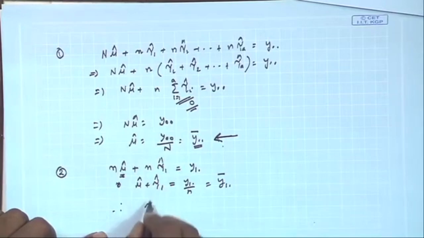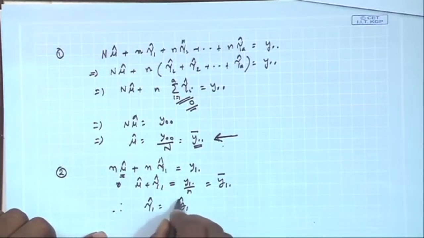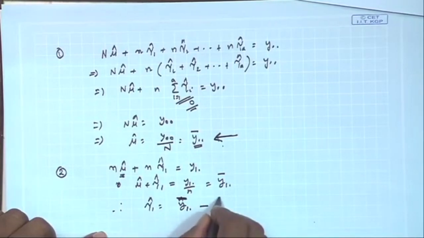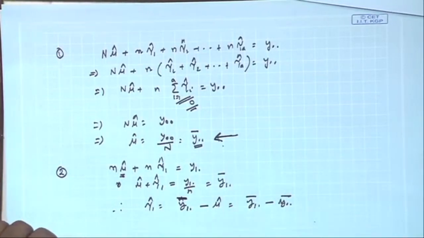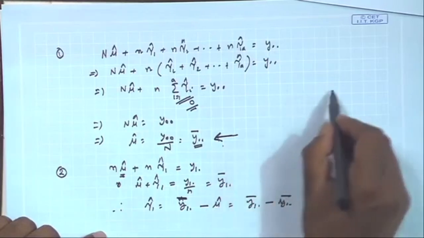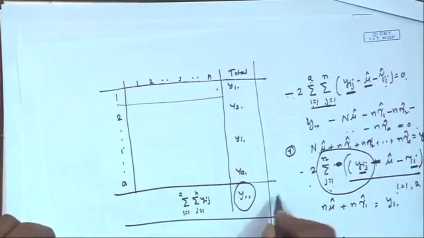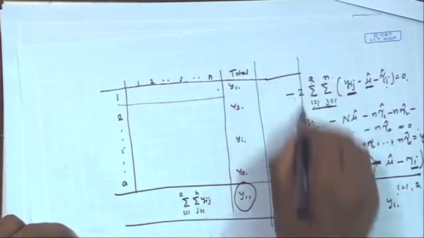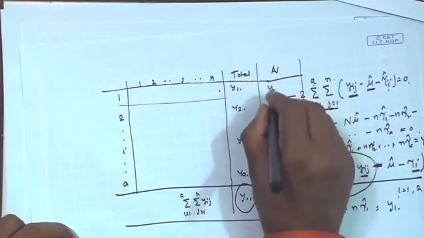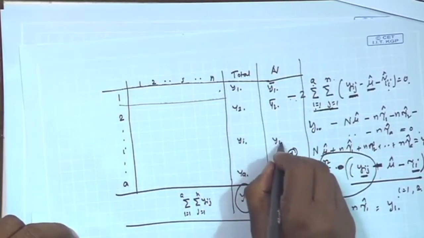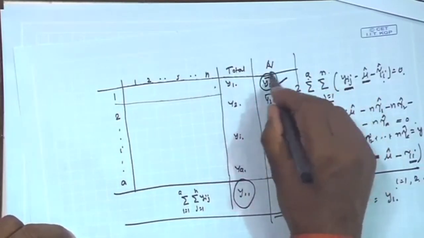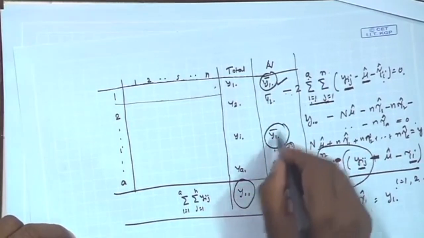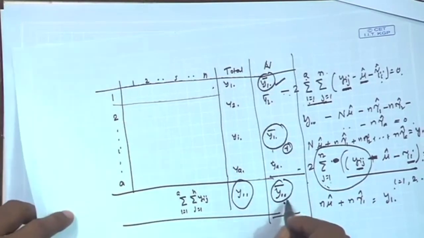So, as a result, tau 1 cap is nothing but y 1 dot average minus mu cap, equal to y 1 dot average minus y dot dot average. Okay, y 1 dot bar, this average. This is what you have seen earlier also: for every row average, if you can recall, we found the overall average and then the tau, then the average here. This is y 1 dot average, y 2 dot average, y i dot average, like y a dot average. Then we say, what is the effect of the first label? This average minus this average. What is the effect of the ith label? y i average minus this grand average.